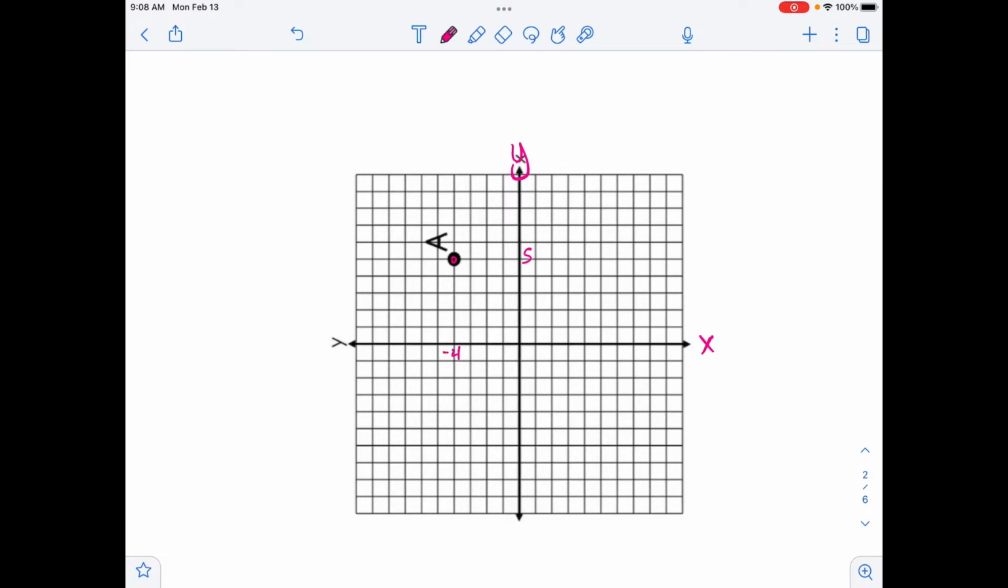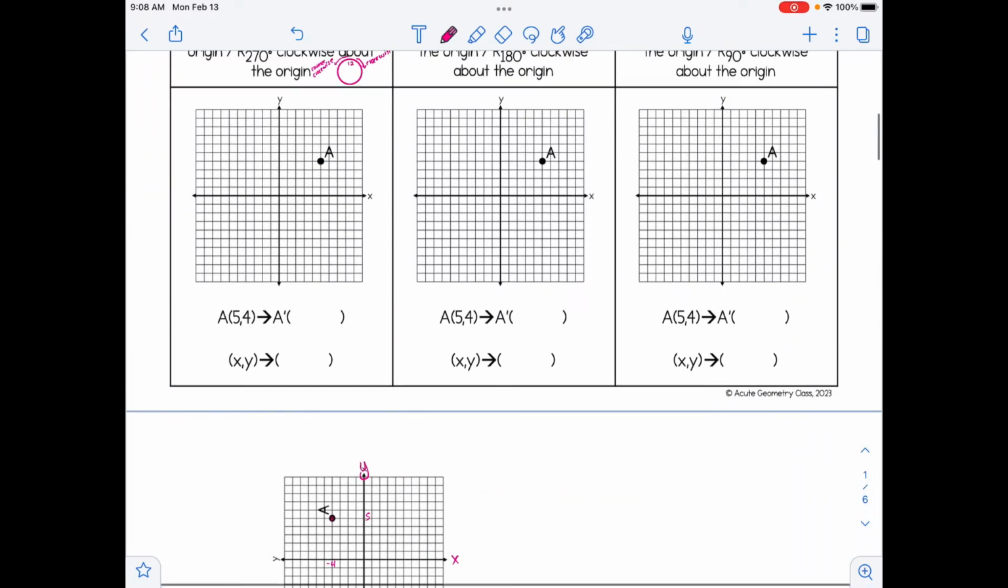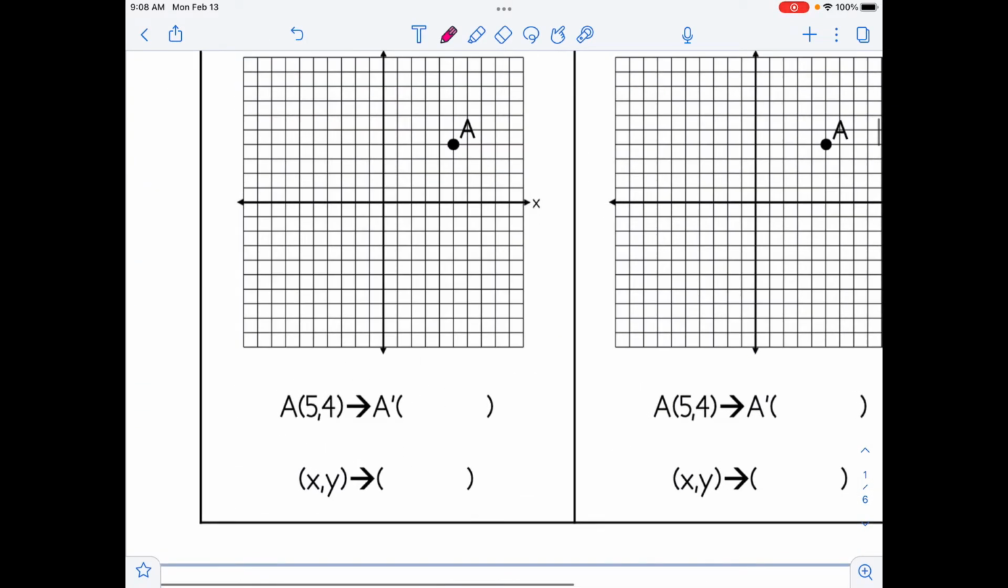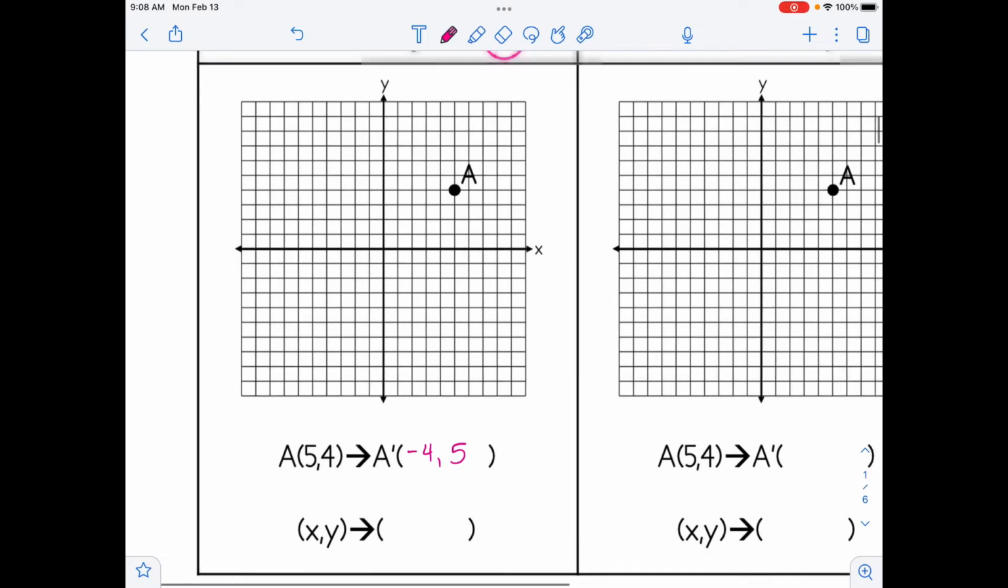Okay. So I'm going to go back to my list here, and where it says A becomes (5, 4), I'm going to put in what it now looks like, which is (-4, 5). And I'll plot that on the graph here too.